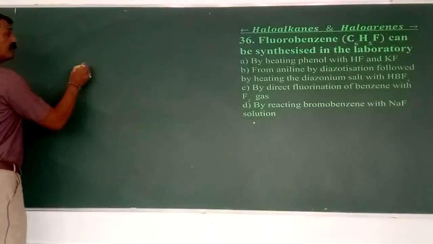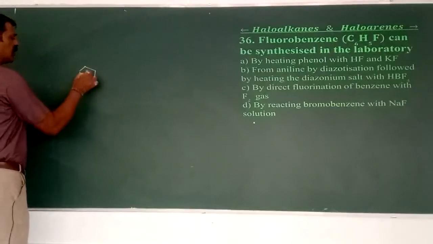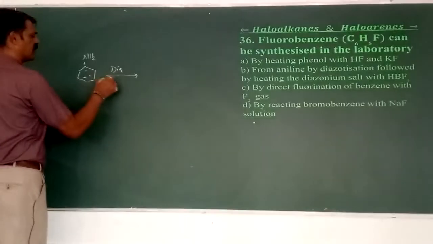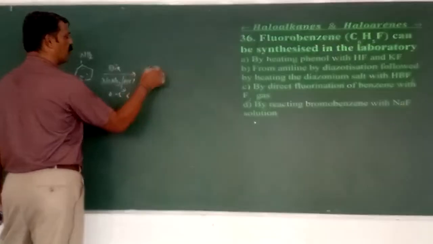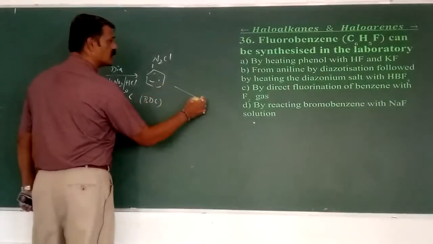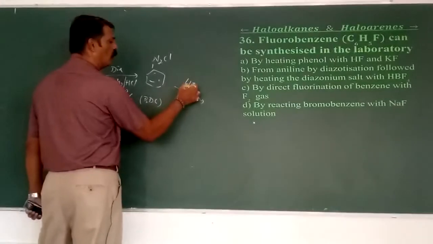Then how is it done? When aniline, what is aniline here? C6H5NH2. Upon diazotization, what is the diazotization? Using what? NaNO2 and HCl at 0 to 5 degrees Celsius. We are getting BDC. What is that BDC called? Benzene diazonium chloride. This on treating with fluoroboric acid.